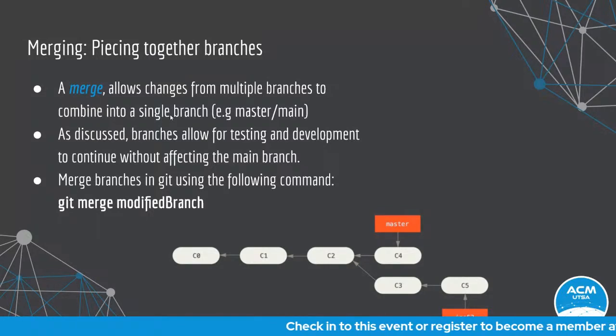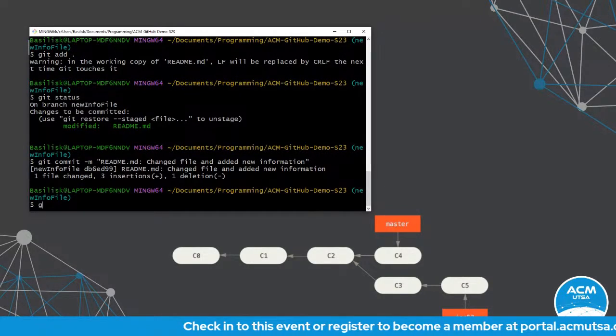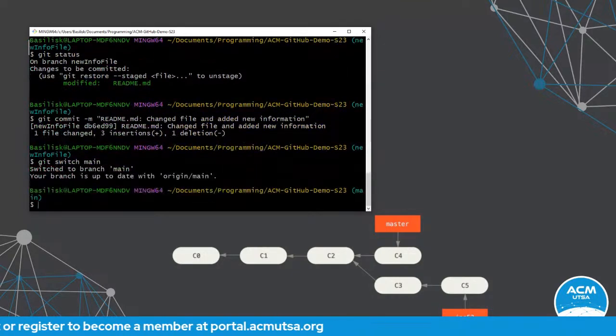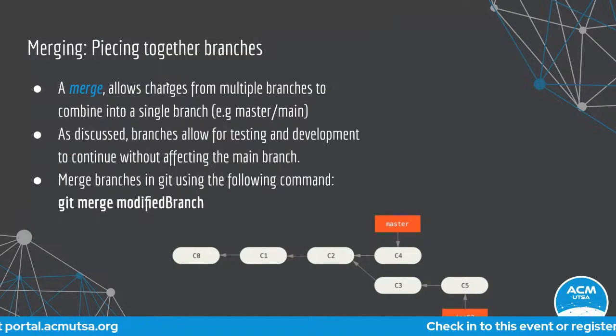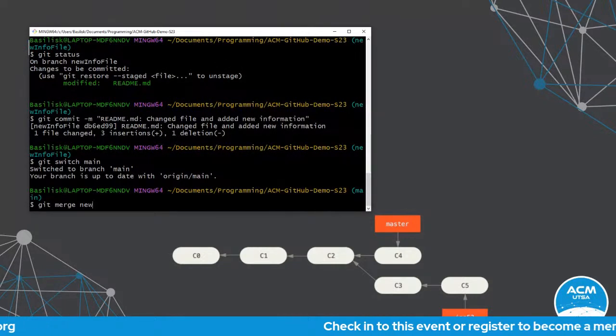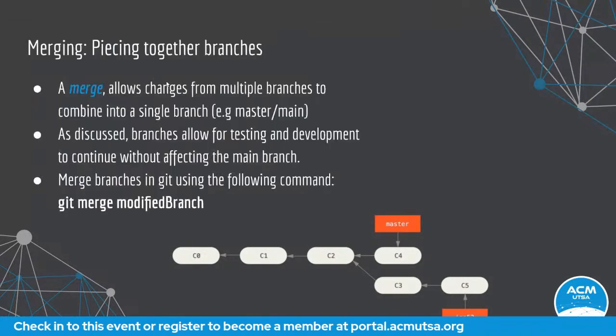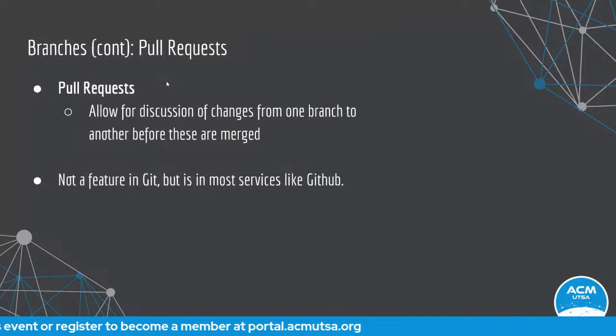And so I can do this through git. First I would have to switch back to main, so I do git switch main. And now what I could do is git merge and then the name of the branch, which again was new info file. But I will hold off on this for now because there's something I want to discuss in a little bit.